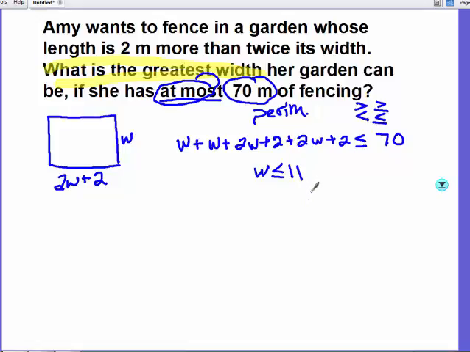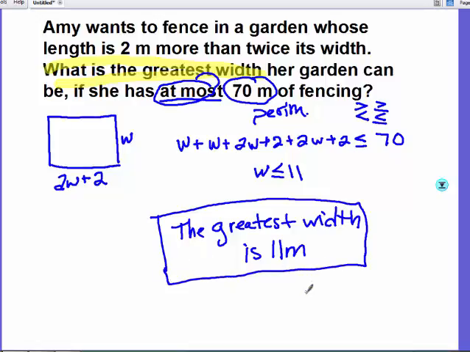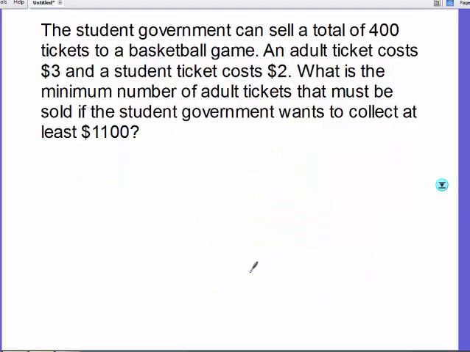Now, just like before, we have to go back and make sure we answer the question. What is the greatest width that she can have? Well, if width, which is what our W stands for, is less than or equal to 11, then the greatest width is 11 meters. You need to answer the question. In this case, it might take more of a sentence rather than a singular number. The greatest width is 11 meters. Let's take a look at the second one.